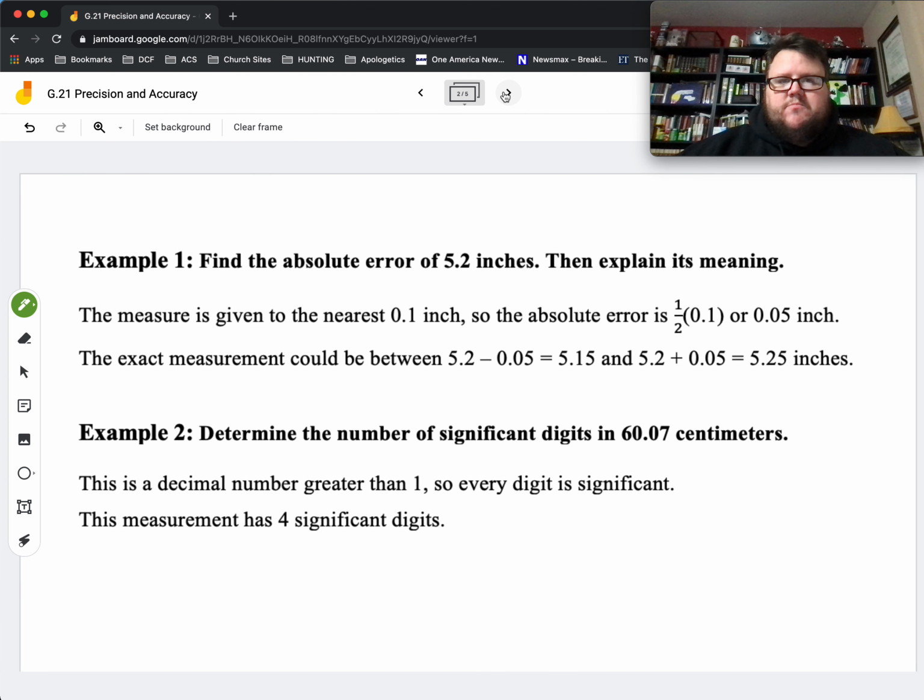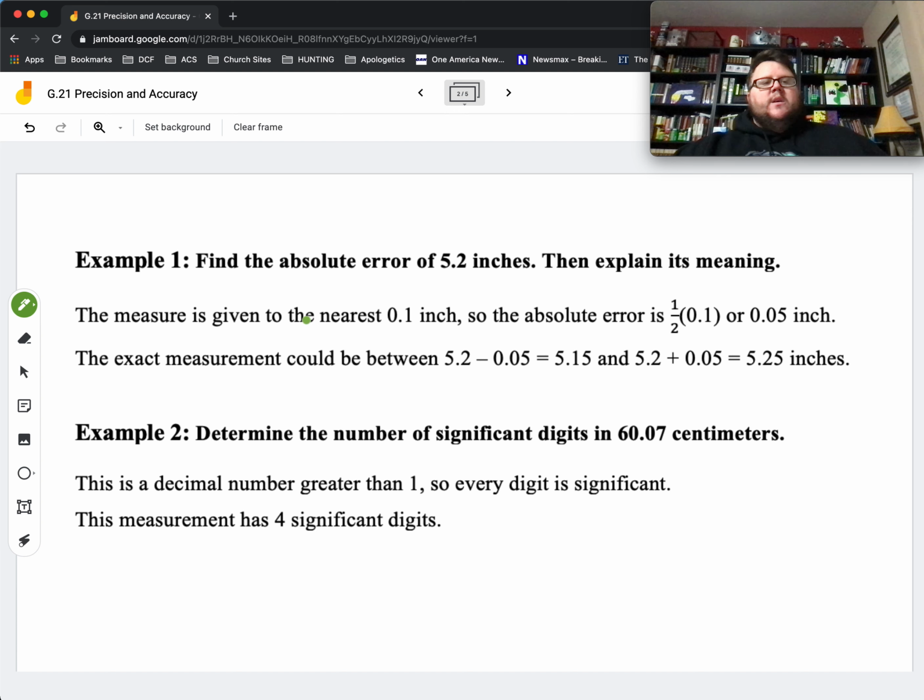So let's do a couple of examples. Number 1, find the absolute error of 5.2 inches, then explain its meaning. I'm not really going to be too harsh on explaining its meaning. I just want you to find what the absolute error would be. So if you notice, it says 5.2 inches. So that means that the given measure is to the nearest 0.1 inch. That's where we rounded it at.